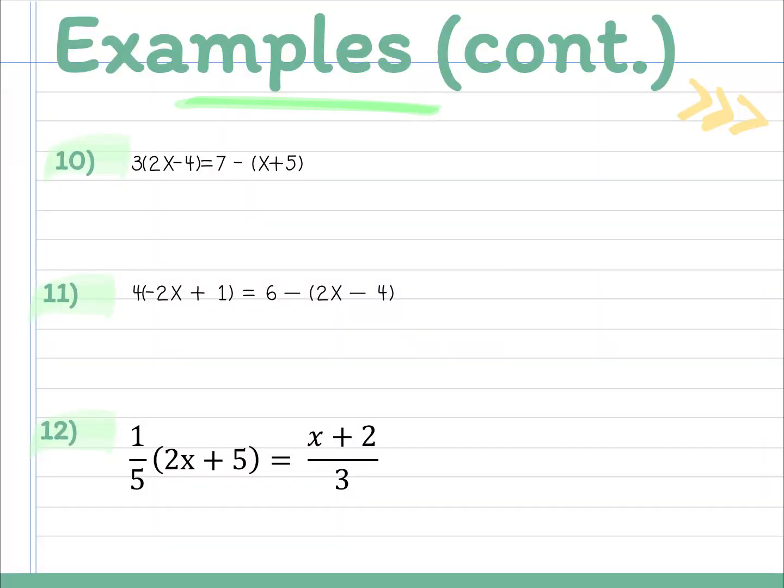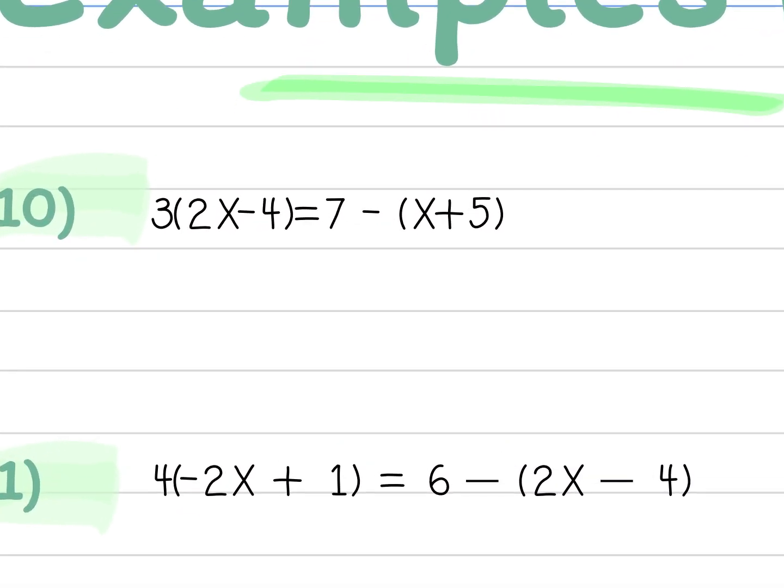Okay, pay attention here. Signs are going to get some of us if we're not paying attention. So I'm going to go ahead and distribute this 3. So I get 6x minus 12 equals 7. What do I do with that negative sign? I have to distribute it. This becomes negative x and then a negative 5.